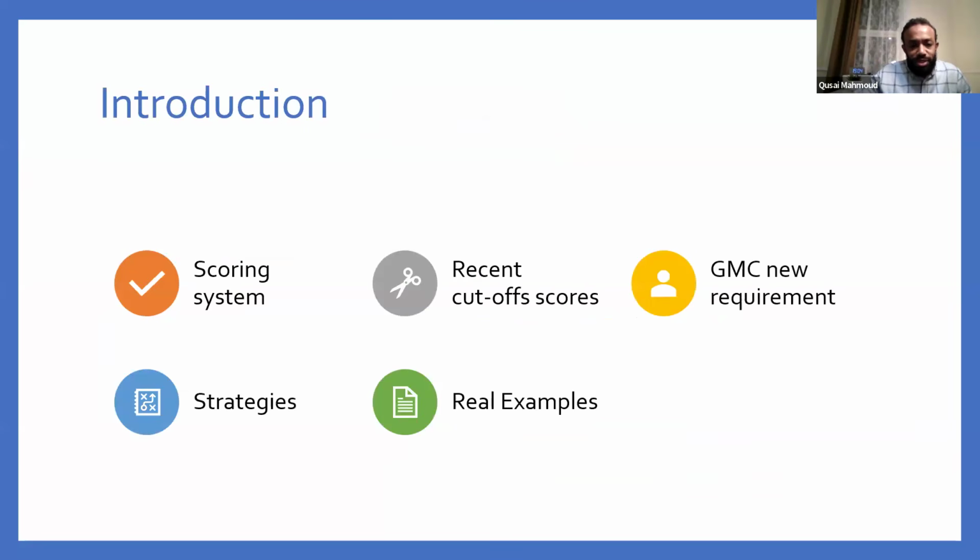So what do we expect in this presentation? How do they score you? That's very important to understand because that will tell us where we should put our major effort. Also the most recent cut-off scores for GP, psychiatry, anesthesia from the September exam, and the new GMC requirement for applicants to sit for the exam, which changed a very critical prerequisite. And the best strategies to study for the MSRA for the rest of your time, and real examples. You will be joined by some colleagues who sat for the exam, scored very high, and will share their experience with you.